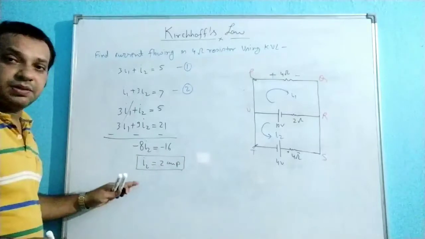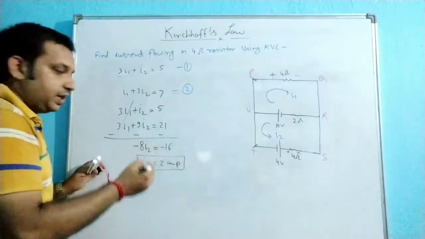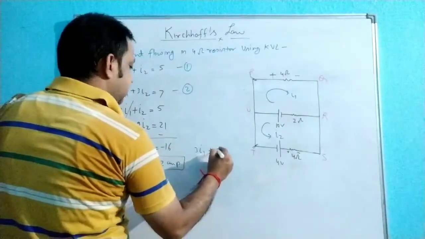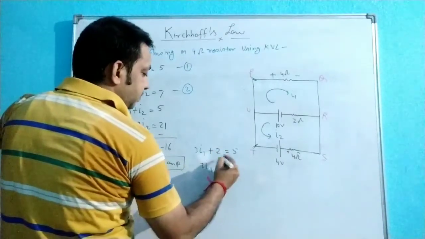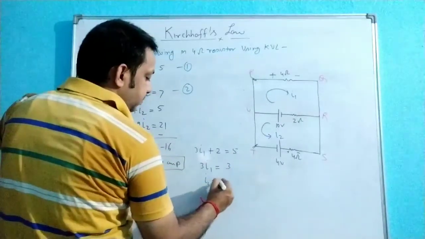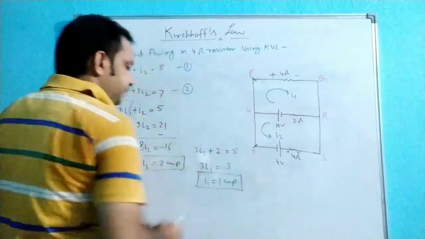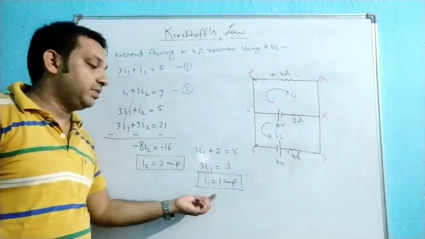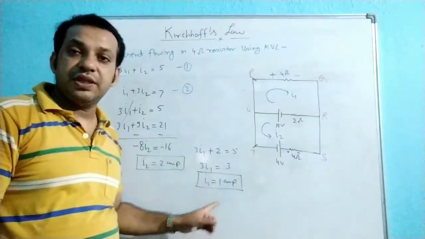Right now, I2 is coming with a positive value. Just put the value of I2 in any equation. I'm putting it in equation number 1 and finding the I1. So 3I1 plus 2 is equal to 5. So 3I1 is equal to 5 minus 2, that becomes 3. So I1 is equal to 1 ampere. Just see, the I2 is 2 ampere, I1 is 1 ampere. Both the I1, I2 values are positive.